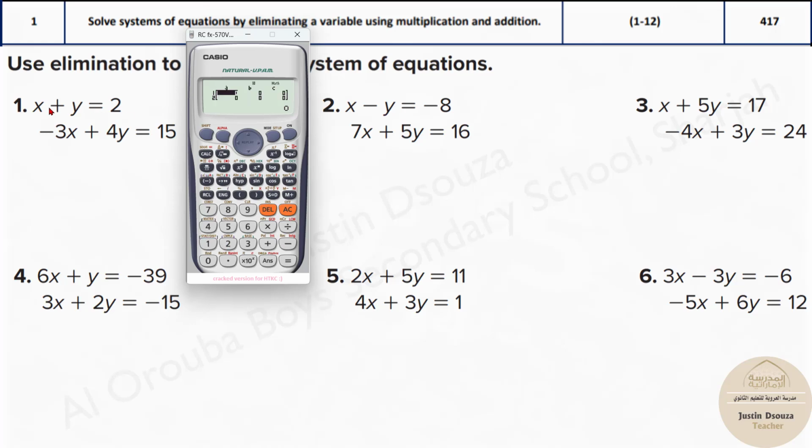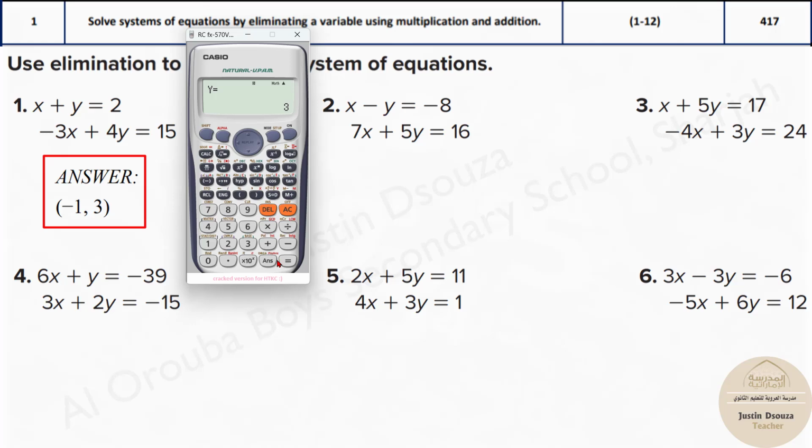So we'll press 1 and now just type the numbers before the x and y. There is nothing, so it's 1. If there is nothing, it's just 1. And even for y, it's 1. And the constant is the c term. It must be at the right side of equal to, that is 2. Same thing for the next one. It's minus 3, 4, and 15. And here you get the answer, minus 1 and 3. That's the answers. You can solve any problem over here.